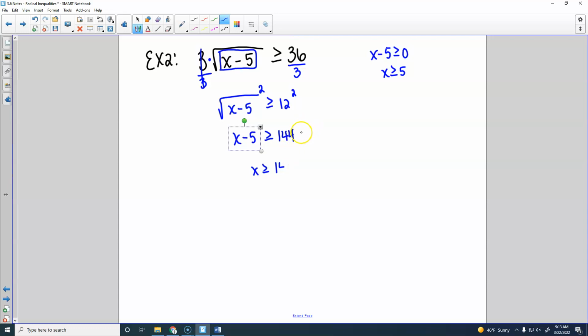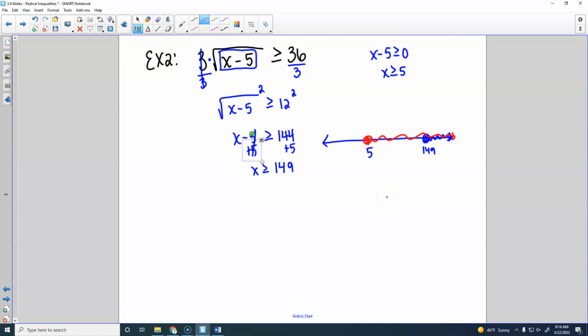What? 149. Good. So we just add that 5 over to the other side. Okay, so when we're thinking about our answer for this, we got our 5 here and our 149. So our answer is x is greater than or equal to 149. So it's this part. But we have to consider our domain restriction, which is that x is greater than or equal to 5.